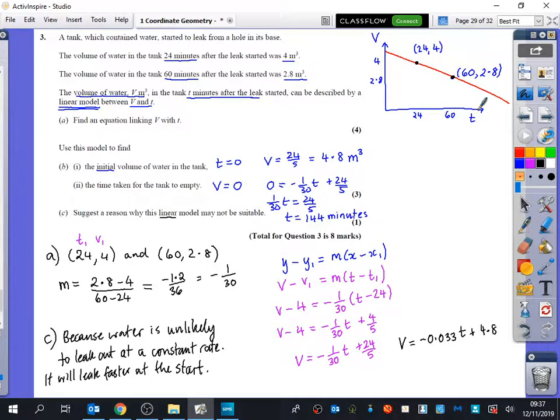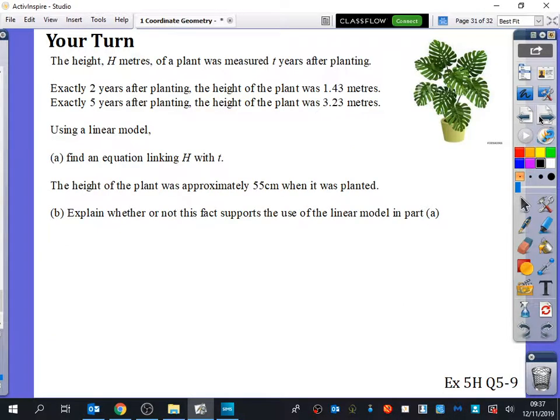So on your very back page of the booklet, you have got a question which is about the height of a plant. And this is an exam question that was done by an AS paper a couple of years ago. Okay, so I'm going to give you a bit of time to have a go at that one, and then we'll do some practice.